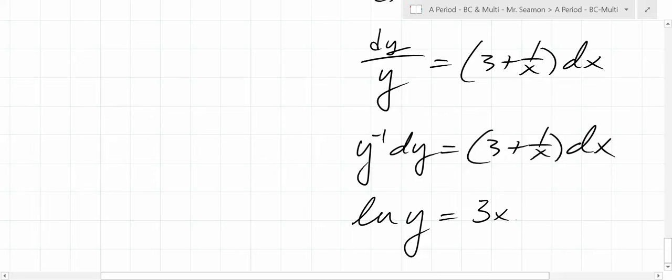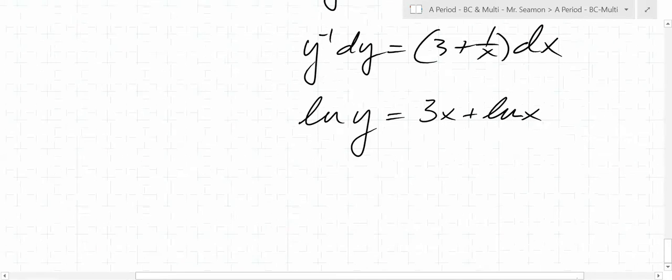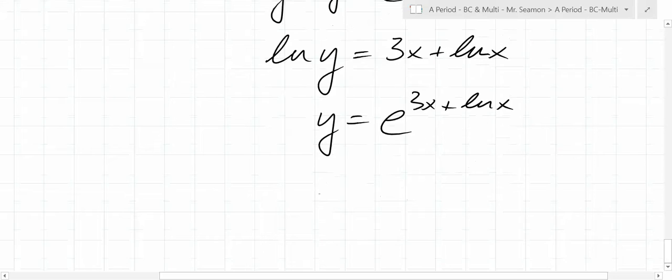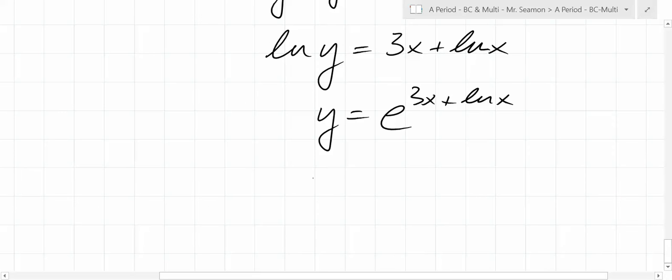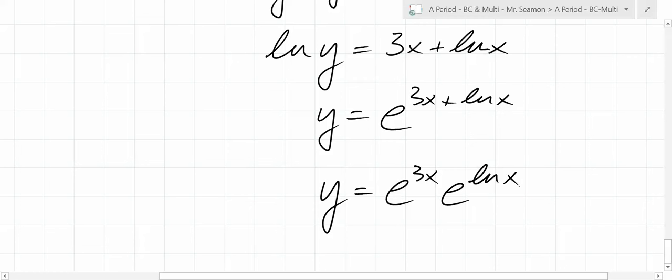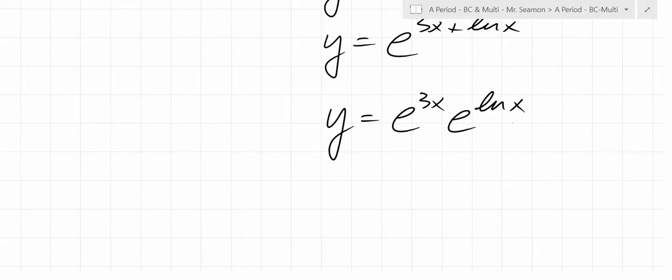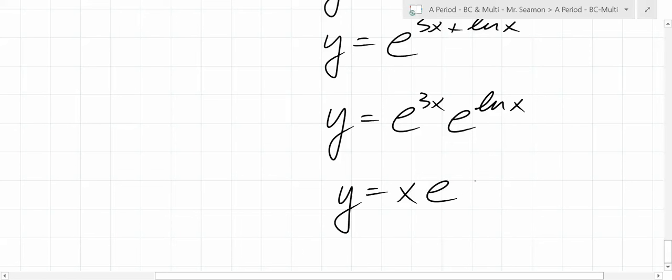3x plus ln what? x, right? But then what do you have to do? You know that y is equal to e to this thing, right? But then you have to simplify. You have to know your simplification rules, right? So this is e to the 3x times e to the ln x, right? Because you add the powers when you have the same base. But what is e to the ln x equal to? x. So y is equal to x e to the 3x.